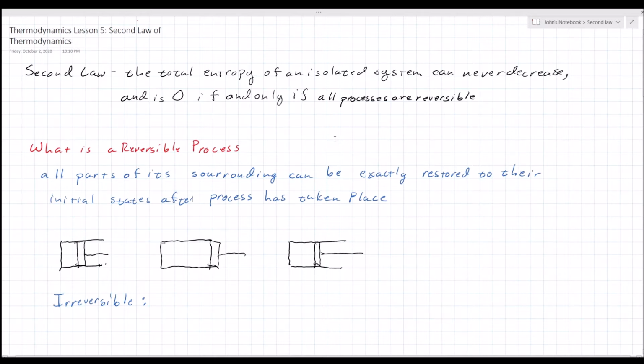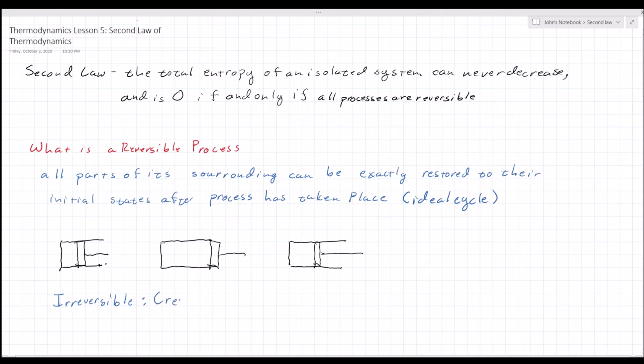Well, a reversible process is where all parts of its surroundings can be exactly restored to their initial states after a process has taken place. This is also referred to as an ideal process or an ideal cycle. It's ideal because you want it to happen, but it's not going to. There's no process that is 100% reversible. All real processes are irreversible.